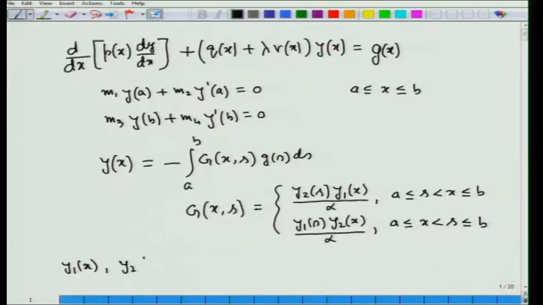y2(x), these two functions were the solutions of the corresponding homogeneous equation L of y, that is, in short, (p y dashed) dashed plus (q plus lambda r) y, this is equal to 0. These were two linearly independent solutions of this equation, and not only are they linearly independent solutions of this equation, there was another restriction based upon which we have constructed the Green's function.